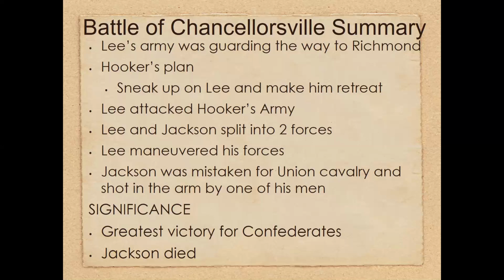And then another significance, which isn't great for the Confederates, is they lost a wonderful leader, Stonewall Jackson. Rest in peace. He was on the wrong side of history for sure, but you have to give him credit. He was a great military mind. Okay, if you are not done, you may pause.